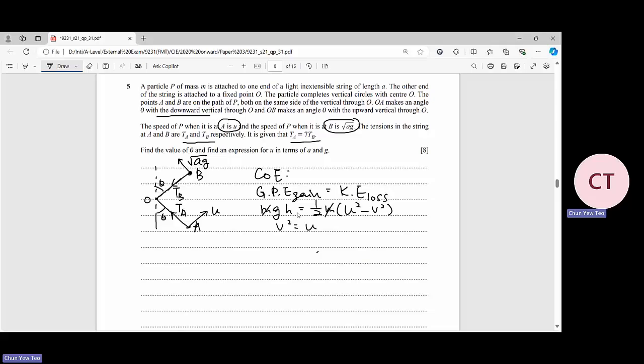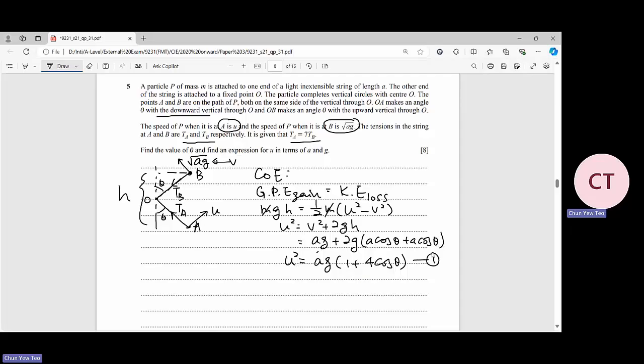Over here, we will have u square is equal to the v square plus 2gh. The v is already given. This is the v, so it will be ag plus 2gh. So the h is over here. This is the h. So the h is actually a cos theta plus a cos theta. So you actually have ag of 1 plus 4 cos theta. That is your u square.